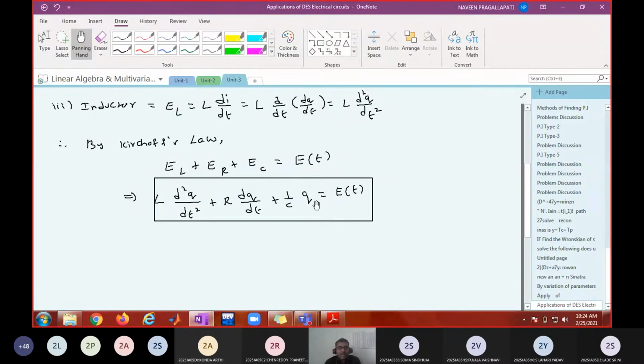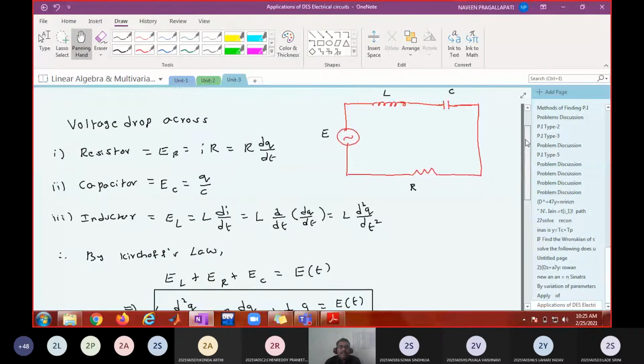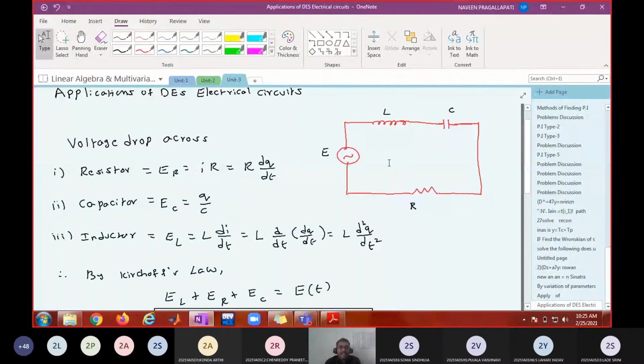And this is going to be homogeneous or non-homogeneous accordingly, depending on whether there is a voltage source or not. If there is no voltage source, it is going to be a homogeneous differential equation. If there is a voltage source, this is going to be a non-homogeneous differential equation. Is that okay?